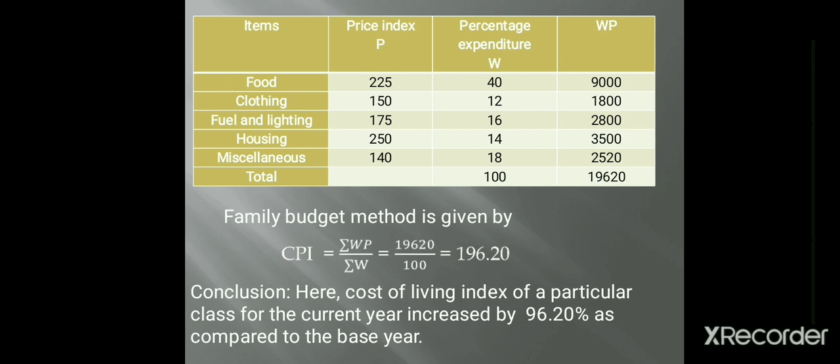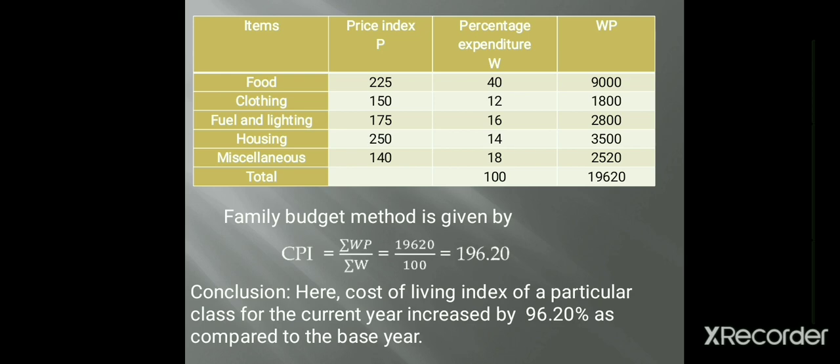Here is the answer part. First column heading: items. Second column heading: price index, denoted by capital P. The third column heading: percentage expenditure, denoted by W. That completes the given data. The formula for the family budget method for consumer price index is summation WP divided by summation W.